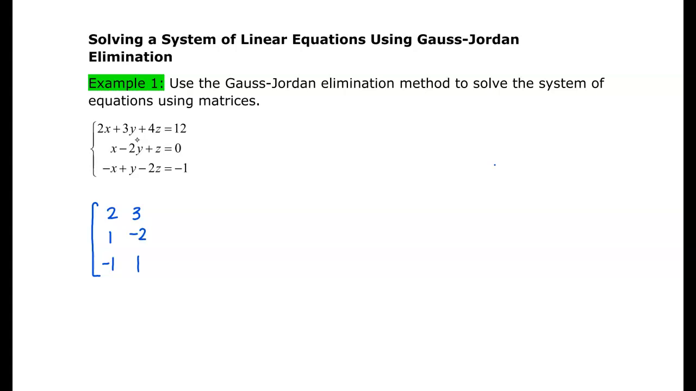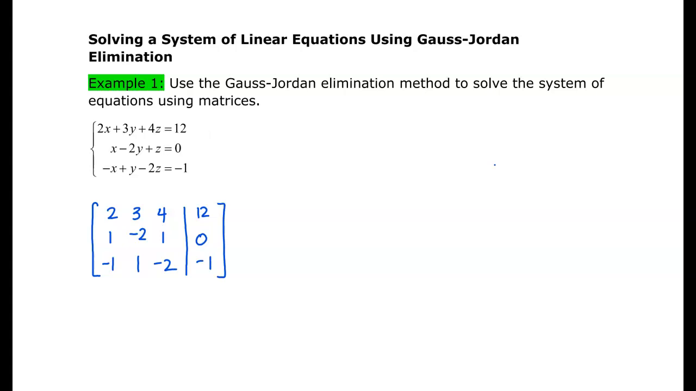-2, and then 1. Now for the third column, we will collect all the coefficients of the z variable, and that would be the entries for the third column. So you have 4, 1, -2. Then you draw the bar line and then list down all the constants. So you have 12, 0, -1.